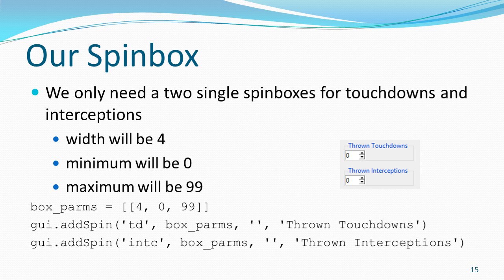Our spin box is going to be very simple. We're only going to need 2 single spin boxes for touchdowns and interceptions. Our width will be 4, our minimum will be 0, and our maximum will be 99. So notice box parms is going to be, again, a list of lists. It has to have a list of a single list, and the width will be 4, the minimum value will be 0, and the maximum value will be 99. You can see we did it for touchdowns, and we also are going to do it for interceptions. Notice the same parameters will work for both boxes.